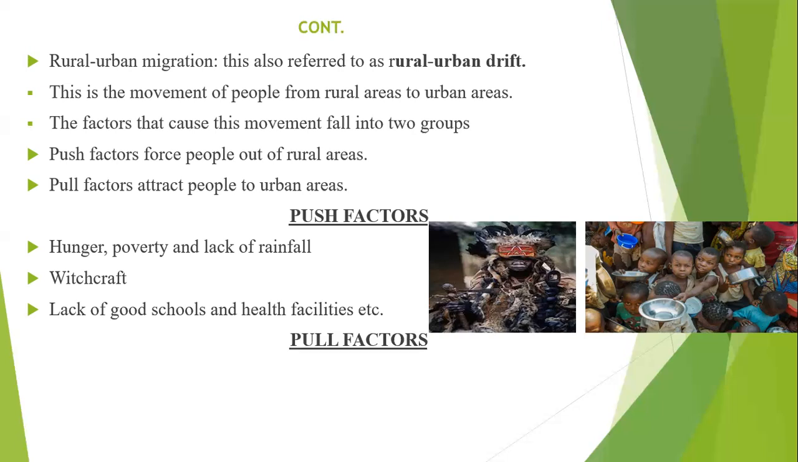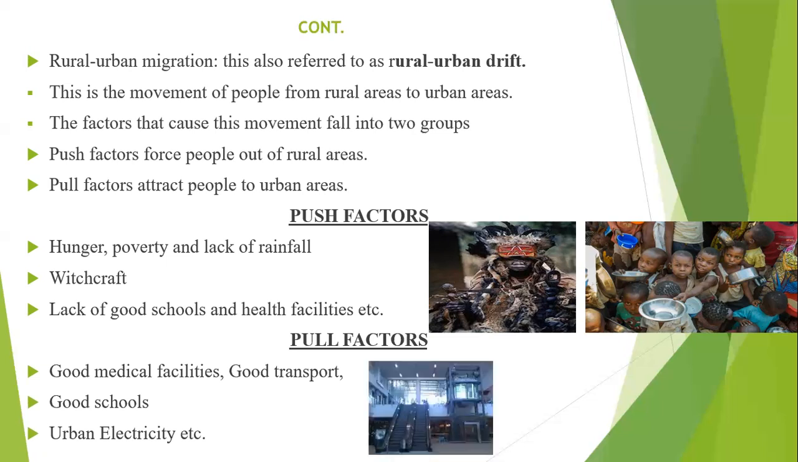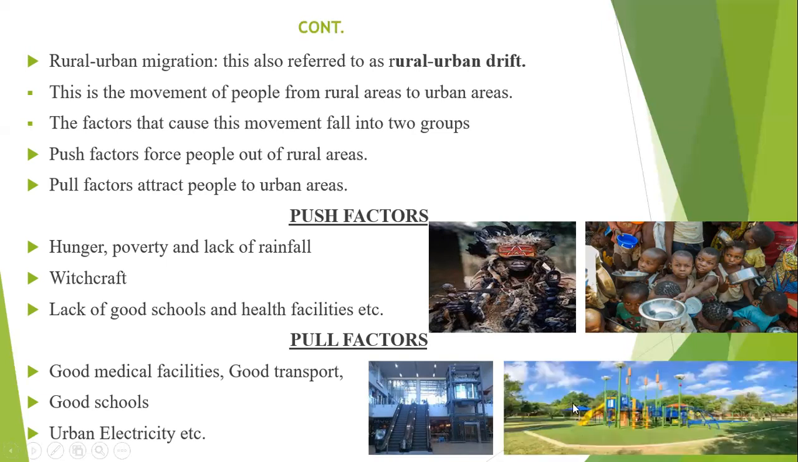Now let's look at some examples of pull factors. Good medical facilities, good transport, good schools, urban electricity. All these are pull factors. These are things which attract people to urban areas. You have a mall there. Nice. Something that you can't find in a rural area. Okay. You have play parks. All these attract people to urban areas.